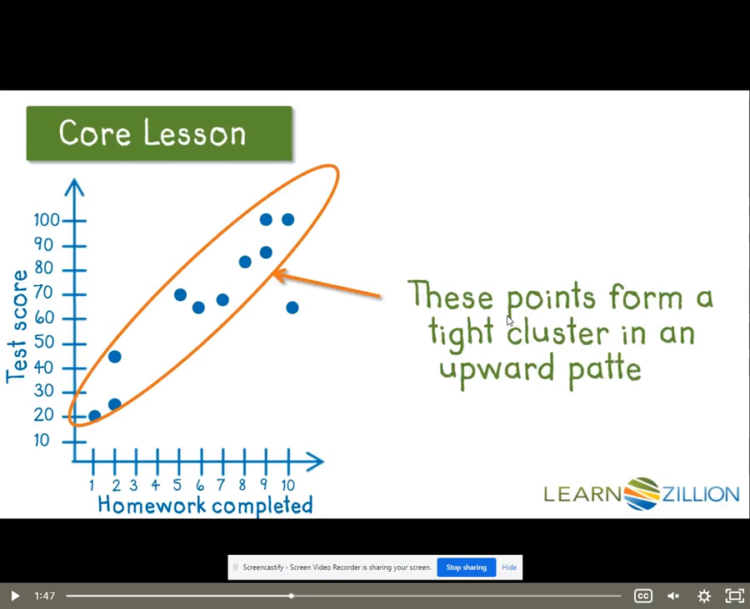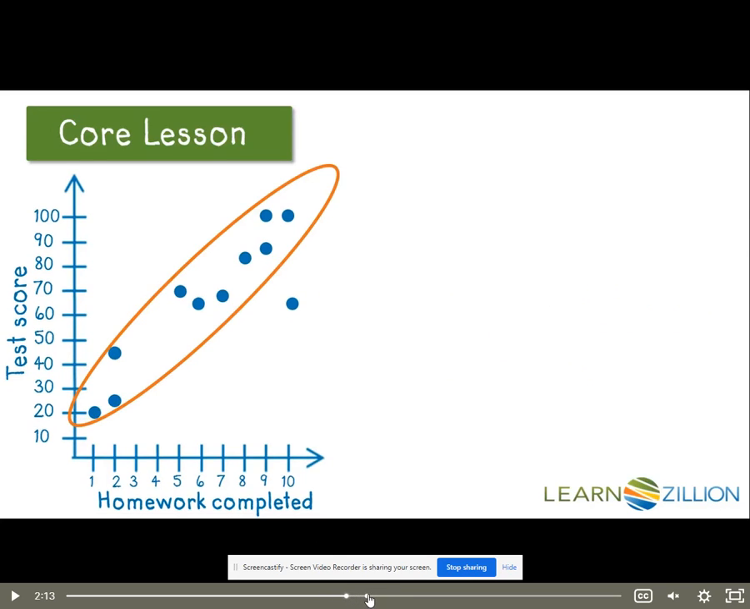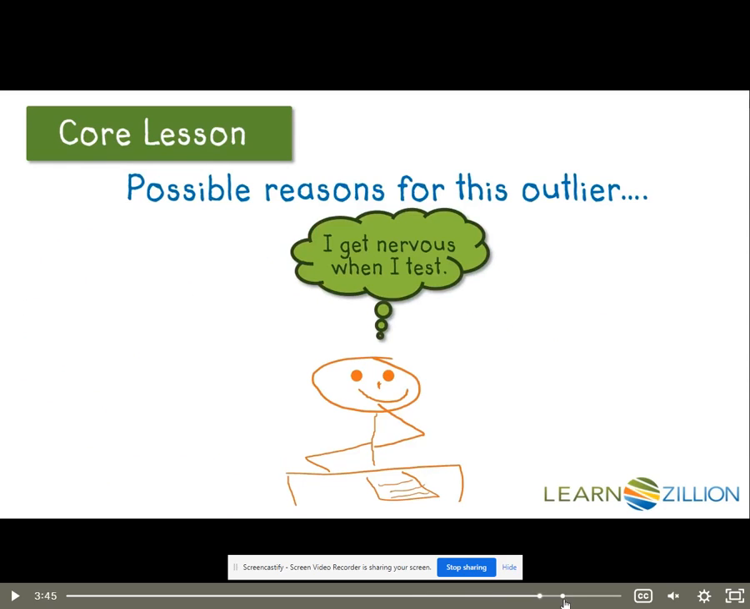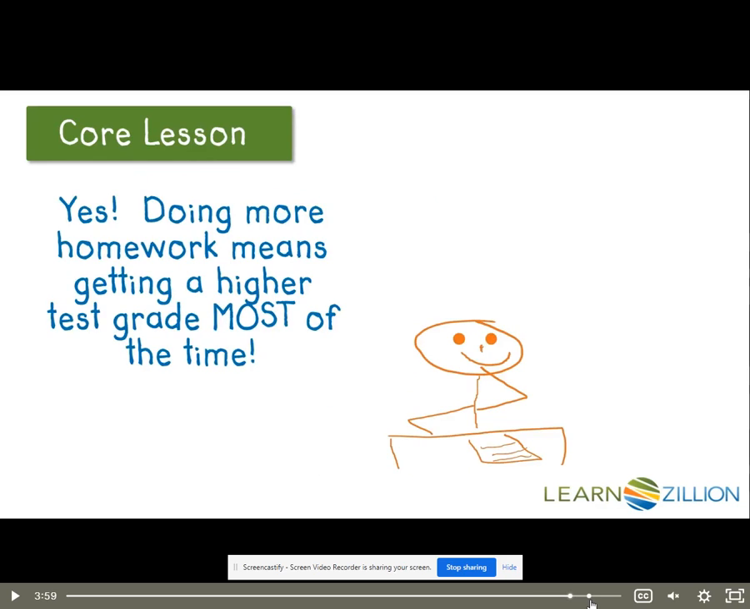And so back to our problem at hand here, our homework completed compared to our test scores. So you can see here that this is a tight cluster, and if you drew a trend line, that would definitely have a strong association. And obviously that point right there is our outlier, right? So the person who completed 10 assignments but only got a 60. There has to be an explanation for that. And we talked about those. Okay, so we can definitely conclude, looking at the graph, that doing more homework assignments definitely gets you a higher test grade. So definitely take that advice as we finish up.